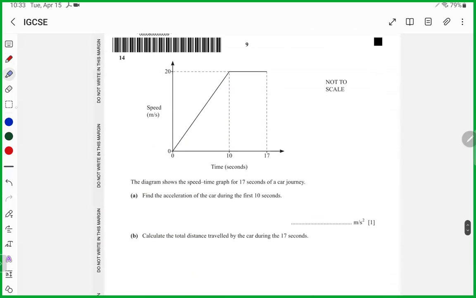Now, next part is the diagram showing a speed-time graph for 17 seconds, acceleration during the first part. That's always rise over run. So it's 20 divided by 10, which is equal to 2 meters per second squared.